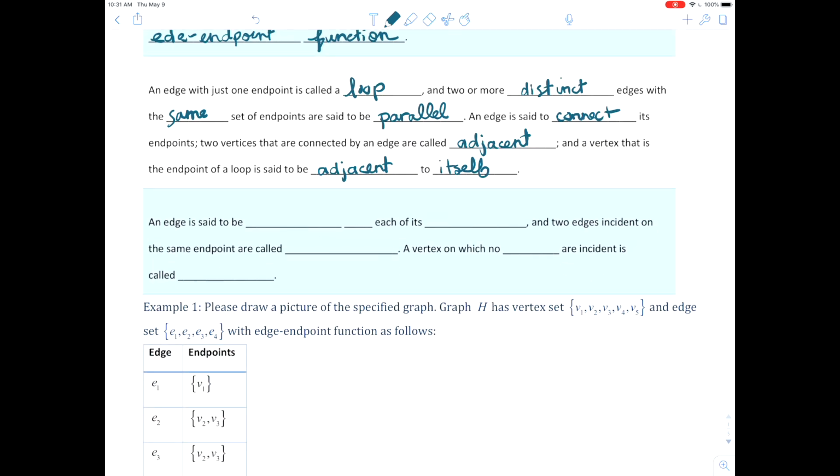All right, and the last part of this definition is an edge is said to be incident on each of its endpoints, and two edges incident on the same endpoint are called adjacent. A vertex on which no edges are incident is called isolated.